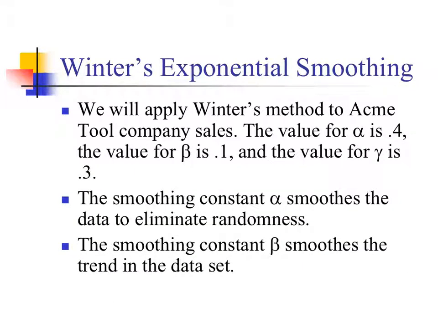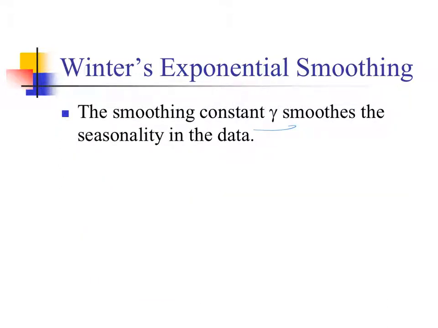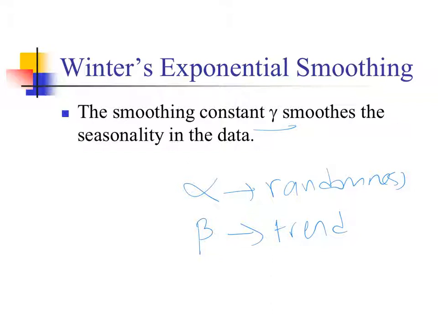So we will apply Winter's method to Acme Tool Company sales. The value for alpha is 0.4, the value for beta is 0.1, and the value for gamma is 0.3. The smoothing constant alpha smooths the data to eliminate randomness. The beta smooths the trend in the data set. Finally, the gamma smooths the seasonality in the data. Okay, alpha is for randomness, beta is for smoothing the trend, and gamma is for seasonality. 3 parameters.